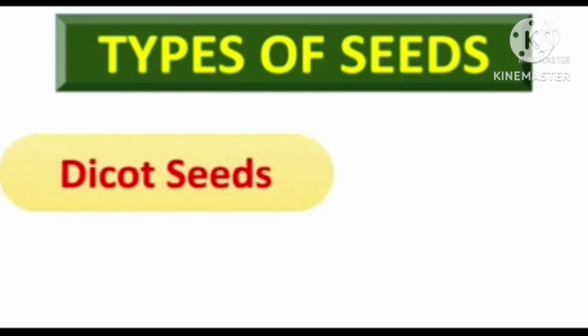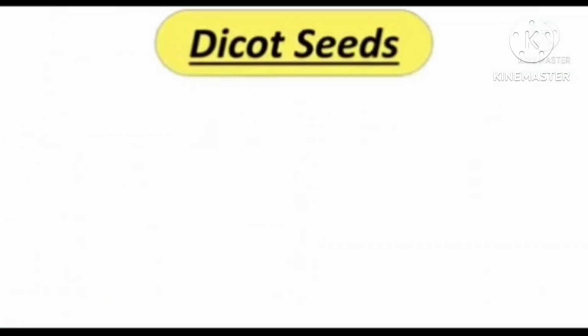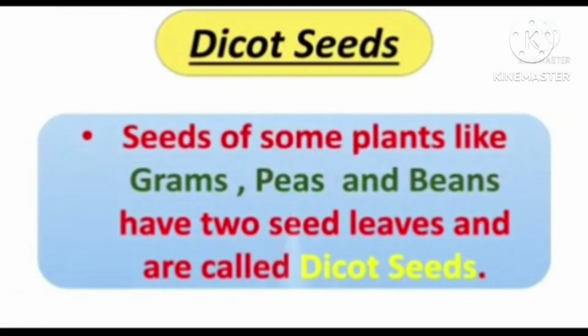Types of seeds. Here, two kinds of seeds are there: dicot seeds and monocot seeds. Dicot seeds means when you split a seed, you will get two halves or two leaves. Some plants like grams, peas and beans have two seed leaves. That's why those are called dicot seeds.